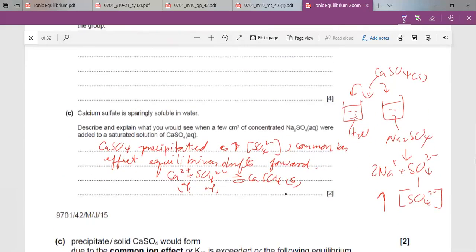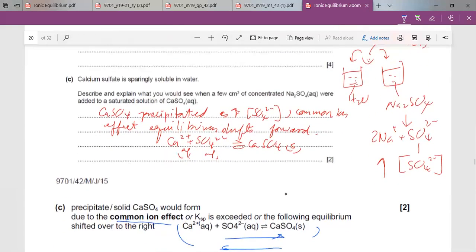So I say this one is, okay, now here, calcium sulfate is sparingly soluble. Calcium sulfate, by the way, is used for, let's say you break your arm or leg, right? You put a plaster of Paris. Of course, it's also your chalk. Describe and explain what you see if a few cm cubed of concentrated sodium sulfate were put into a saturated solution. This is not a clear solution. Right, so here I put it wrongly.